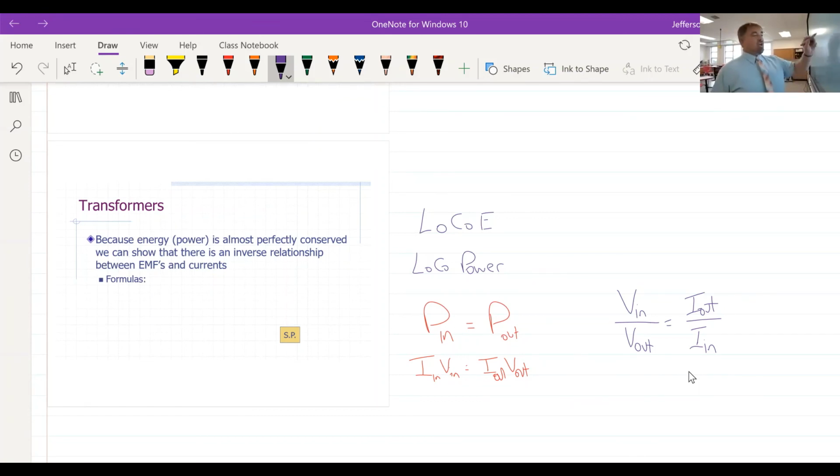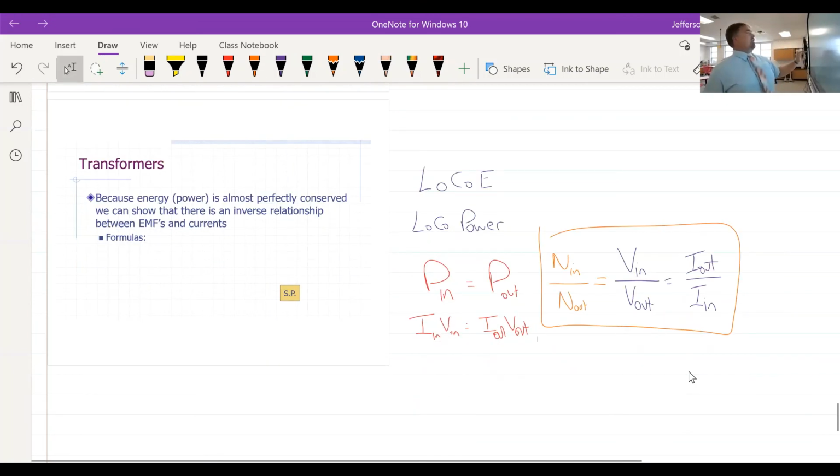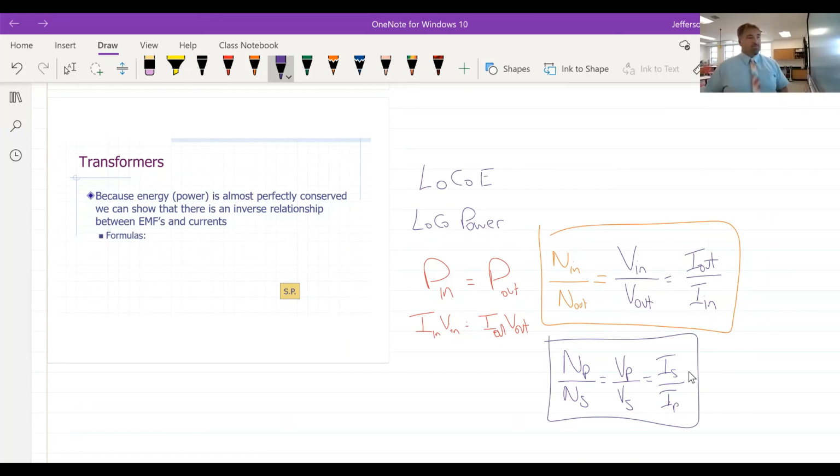Okay? And it turns out that we said this before, but the ratio of the number of turns on the input to the number of turns on the output is exactly equal to that of the voltage. Now, you won't see it as in and out generally. I'll write this last thing and we'll call it a day. But normally you'll see NP over NS equals VP over VS equals IS over IP. Okay? So for primary and secondary rather than in and out. So we'll discuss this in more detail tomorrow in class.